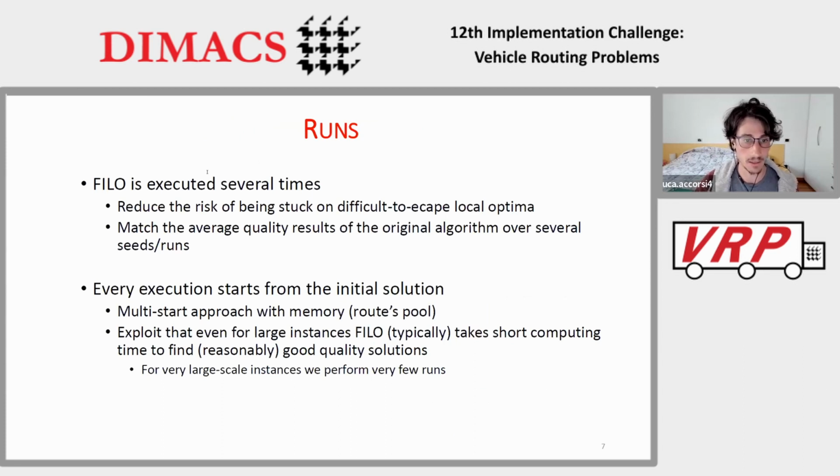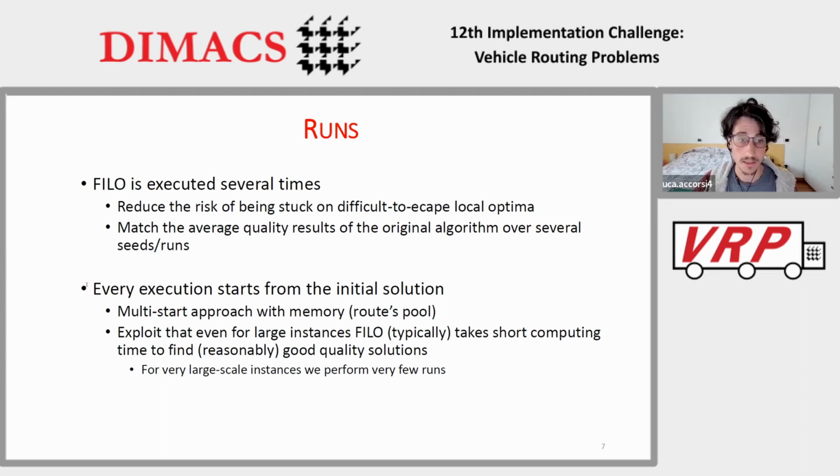I'll briefly give you the reasons for this kind of organization, some motivation. First of all, FILO is executed several times, and this is done just to reduce the likelihood of bad runs. If you perform one run, it's highly likely that you end up in some local optimum, even though you have some diversification. And also because we want to match the average quality results that we originally obtained with the original algorithm that was indeed run over several seeds and runs.